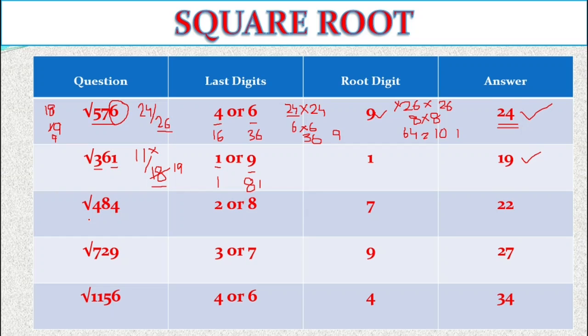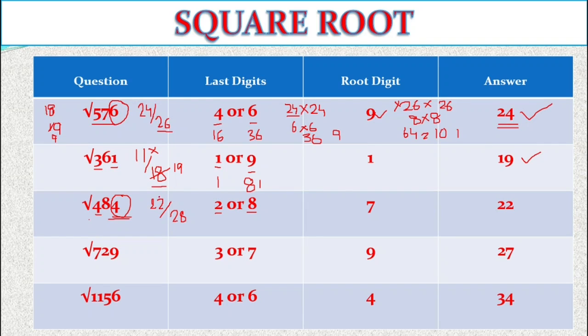Yeah, let's get into the next one. I got 4 at the units position, so the probable values are 2 or 8, because 2 into 2 is 4 or 8 into 8 is 64. In both cases, 4 is at the end position, so 2 or 8 are the probable values. And coming to this 4, what is that? 2. So the answer is 22 or 28. Okay, what is correct among these two?